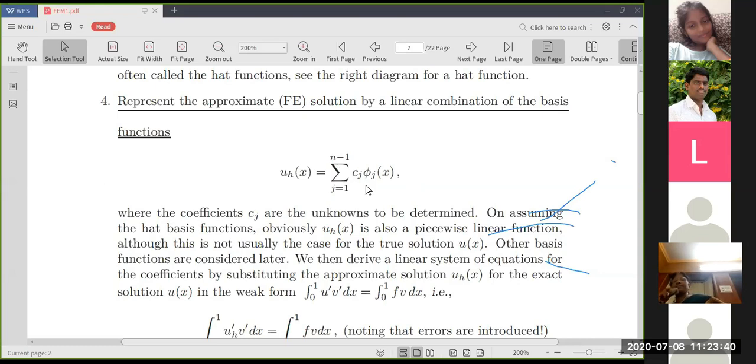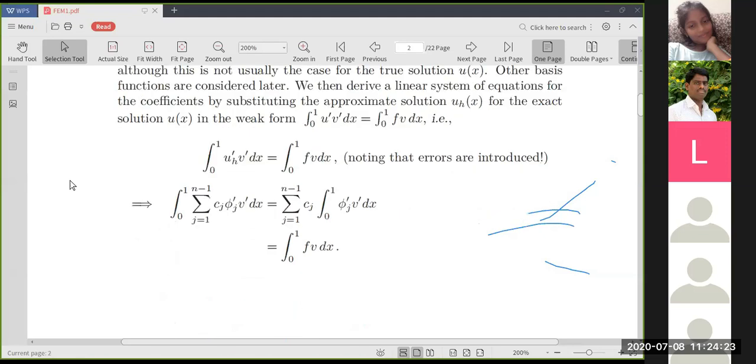Now you should understand that for this phi j we are using the word basis functions. In your linear algebra, you might have heard the terms vector space, basis, etc. This phi j function happens to be a basis function. So any function in the vector space can be written as a linear combination of Cj into phi j of x. The phi j's of x are the basis functions and the Cj's are the unknowns, which we need to compute. So this uh of x is the approximate solution, the finite element solution. Wherever there is a u, I am going to replace that u by uh. That is the idea.